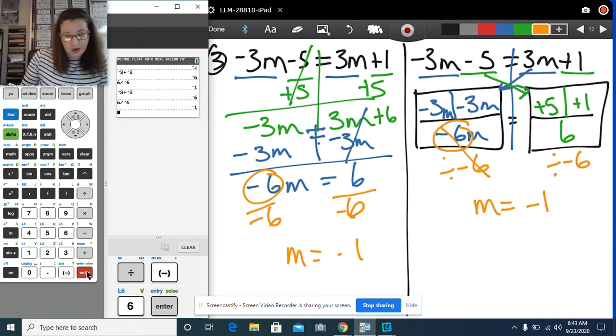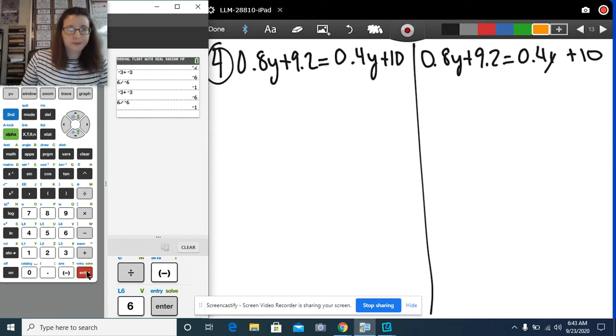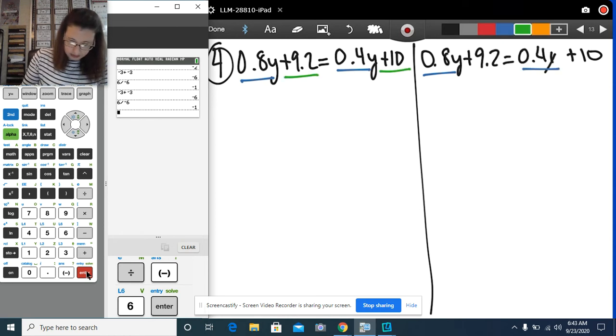Okay. We've got one last problem to double check. Now, don't get scared of the decimals. That's why we have a calculator. We're going to do the same thing that we've been doing. I'm going to look at everything that's got a variable. I'm going to look at everything that's got a constant.